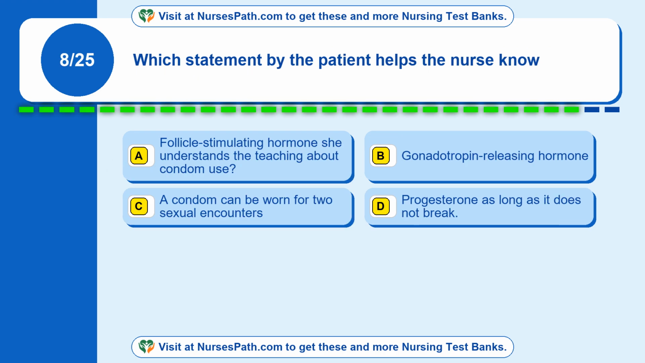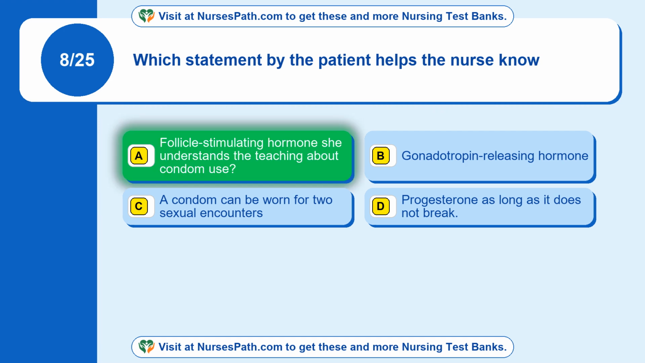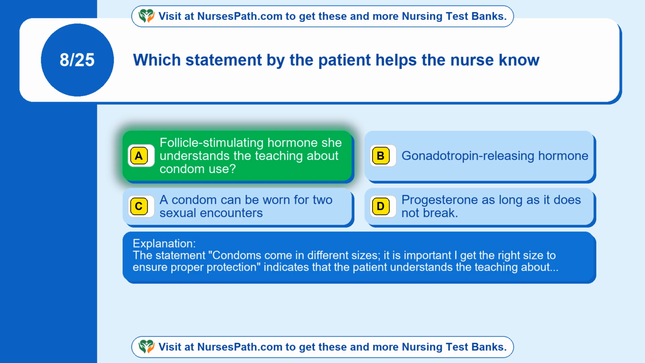Question 8. Which statement by the patient helps the nurse know she understands the teaching about condom use? Option A, condoms come in different sizes, it is important I get the right size to ensure proper protection. Option B, gonadotropin-releasing hormone. Option C, a condom can be worn for 2 sexual encounters as long as it does not break. The correct answer is option A. The statement indicates that the patient understands the teaching about condom use.